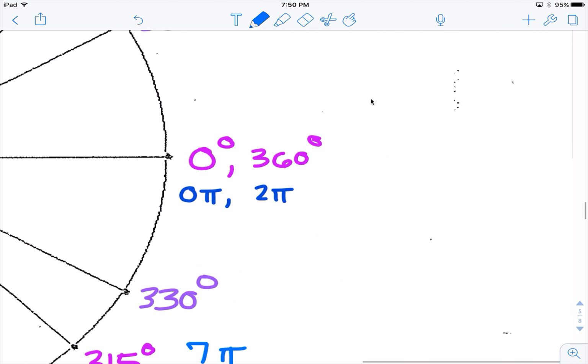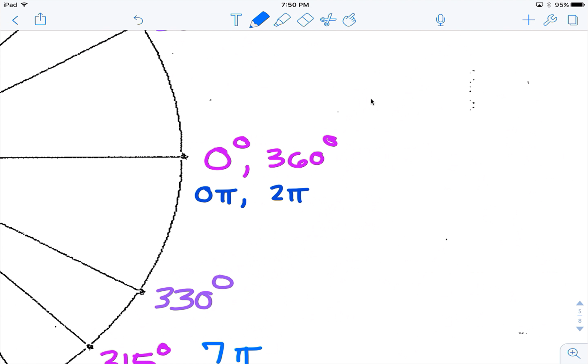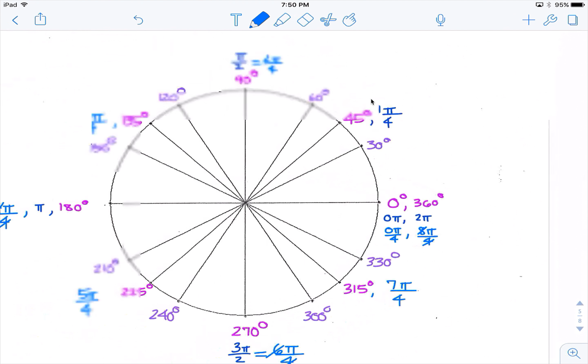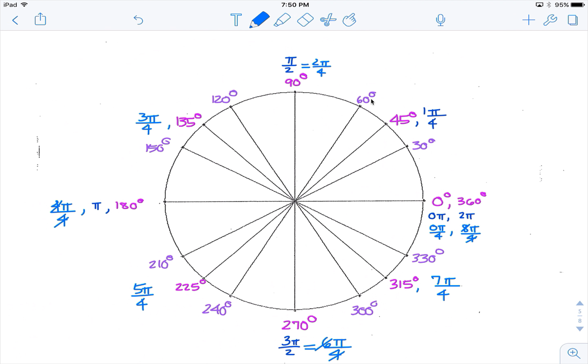And if we end up back at 2 pi, that would be the same as 0 pi over 4 or 8 pi over 4, which reduces to 2 pi. Okay, so those are all of the degrees around the circle. We count in increments of 45 degrees and then increments of 30 degrees. And then we talk about how that matches up with our radian measures. And so those we count around in pi over 4s, which is the same as 45 degrees. Okay, so on the second circle, we're going to count around by 30 degrees.